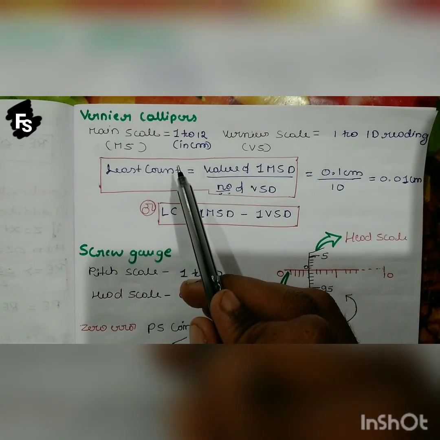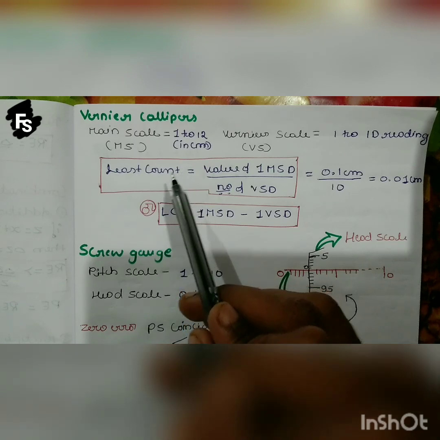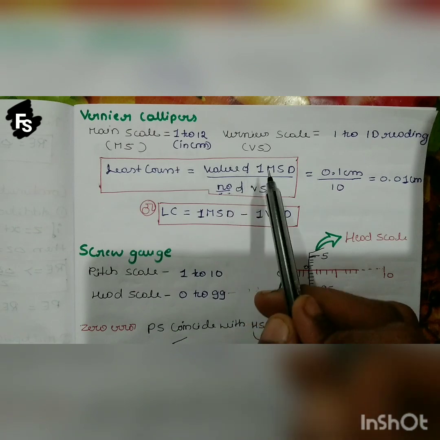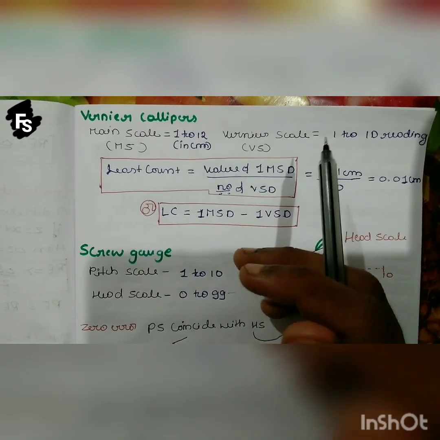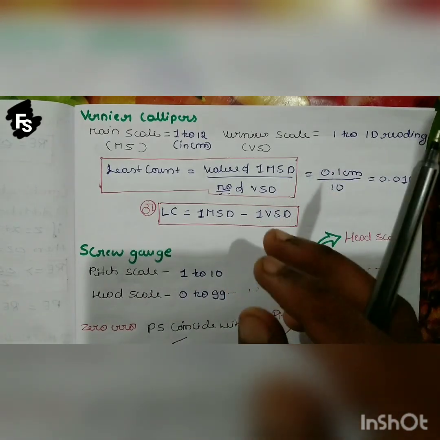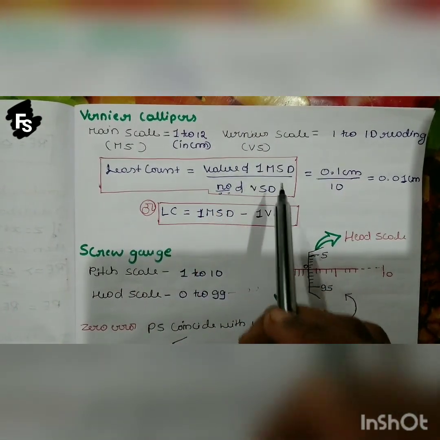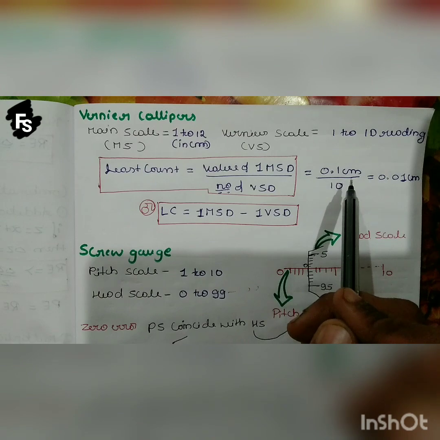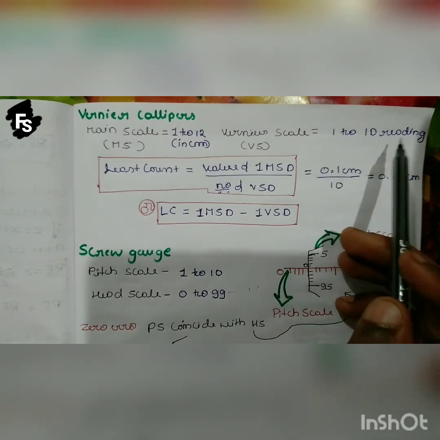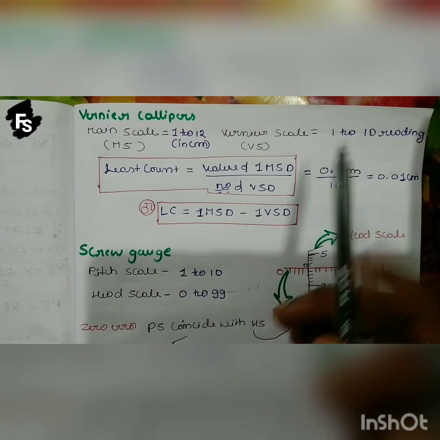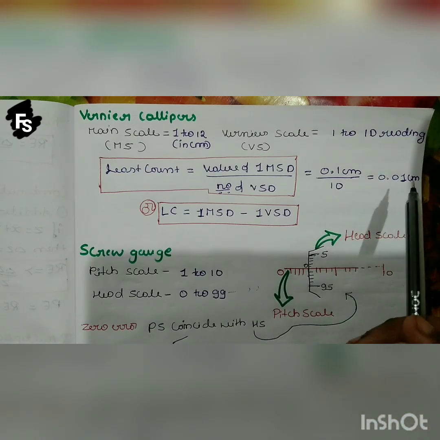How to find the least count in vernier calipers? There is a formula to find out the least count. Least count is equal to the value of one main scale division divided by the number of vernier scale divisions. The value between two points in the main scale division is known as the value of 1 MSD, which is 0.1 centimeter. The number of VSD is 10, from 1 to 10 readings. Then 0.1 centimeter divided by 10 is equal to 0.01 centimeter.